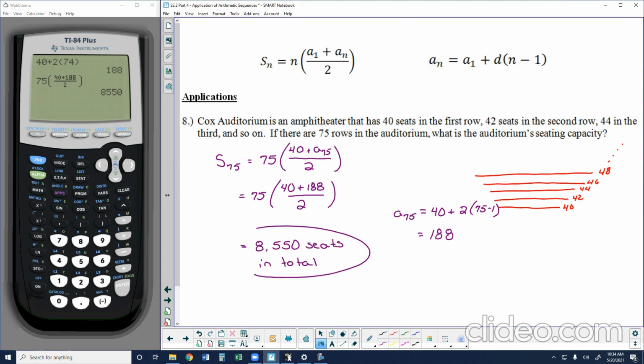So again, you could have found that number by starting with row 1 and taking 40 plus 42 plus 44, and going on and on until you got through the 75th row. Or we can use a combination of the partial sum formula and the nth term, or the explicit formula for any term within this arithmetic sequence. So here's just an example of how we can use arithmetic sequences to solve problems.